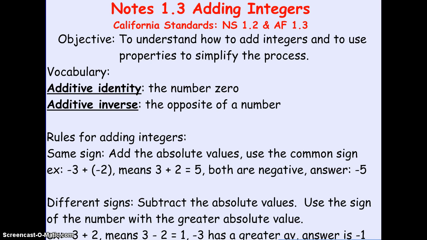We do have some vocabulary today. We have the additive identity property, the additive identity, which is the number 0, and the additive inverse, which is the opposite of a number.